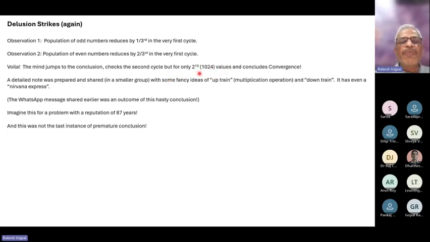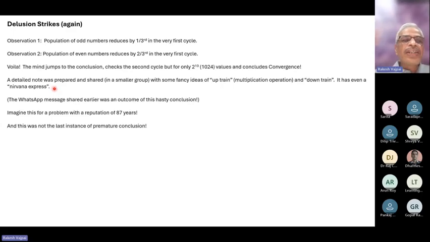And it somehow gave me that, maybe because I was working with a bias or a preconceived expectation, it made me think that I had got it. And when I felt I had got it, I prepared a very detailed note, with a lot of fancy terms in it. The multiplication operations I called an up train, and the division operations a down train. Then the terminal stations, so even number and odd number, and the number one, and the even series which relates to that number one, I called the Nirvana Express.